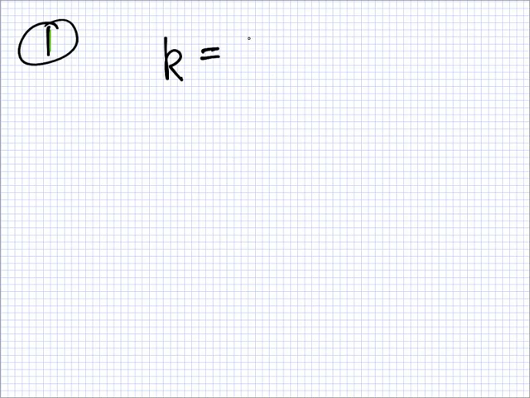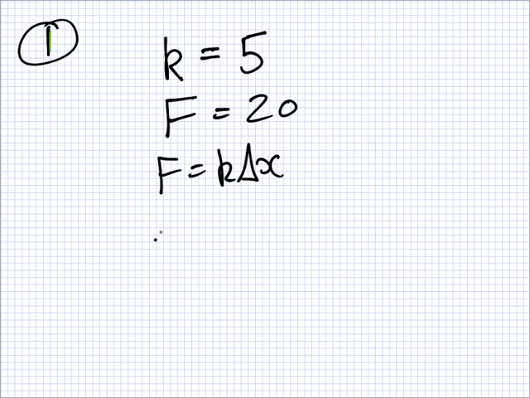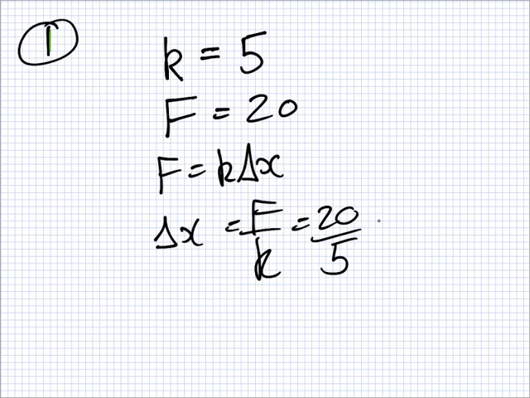Right, so what was the K? 5. And the F? 20. So you have F equals K delta X. So delta X is F over K, 20 over 5. I'm too fast for it. 4 meters. You got this one? I hope so.